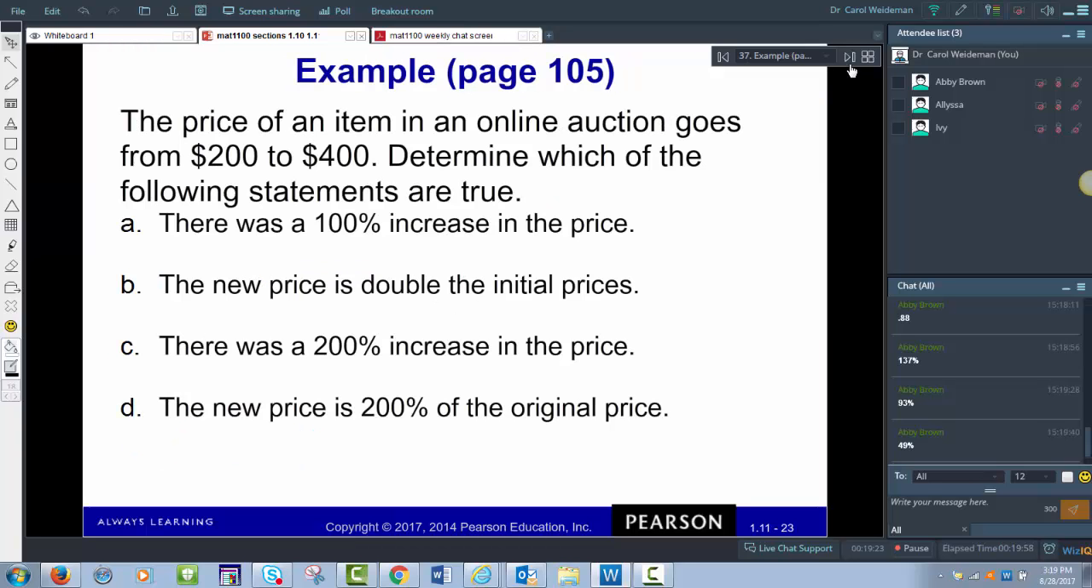Okay, this is kind of a fun problem. This is actually out of the homework in the textbook on page 105. So I've got 4 statements here, and I want to know which ones are true. The price of an item in an online auction went from $200 to $400. Determine which of the following statements are true. There was a 100% increase in the price.